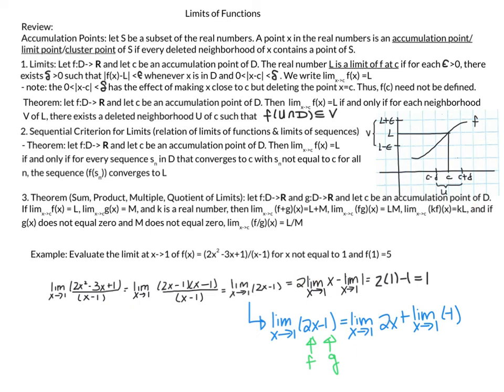So now I have 2 times the limit of x as x approaches 1 minus the limit of 1 as x approaches 1. The limit of x as x approaches 1 is 1. So I have 2 times 1 minus 1, and my final answer is 1. And again, I didn't do a proof, but I was evaluating the limit, using this theorem here.